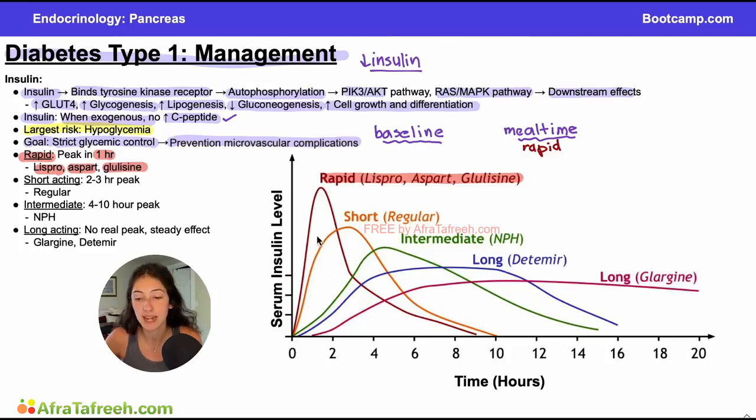So because it's fast acting, its peak is around 2 hours. It's only really useful to adjust to those quick spikes in glucose, but it won't provide you with baseline control throughout the day.